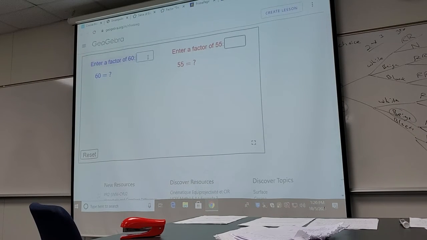So somebody give me any factor of 60. 10. Somebody else give me a factor of 55. 11. I like that. So now look here. This was done. Yes, of course. 5 and 11 are both prime, so I know I'm done. This one, I can break some stuff down. Factor of 10, let's say 2. Factor of 6, let's say 3. All right, now. You guys remember doing this kind of thing?